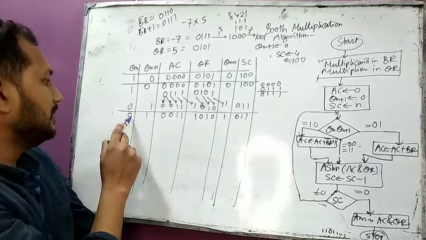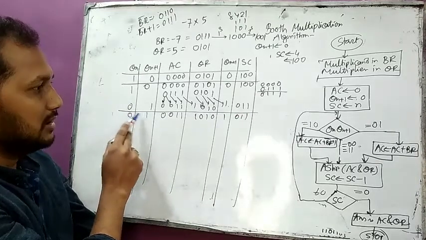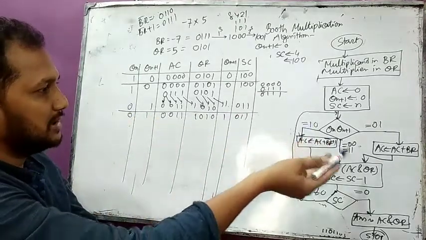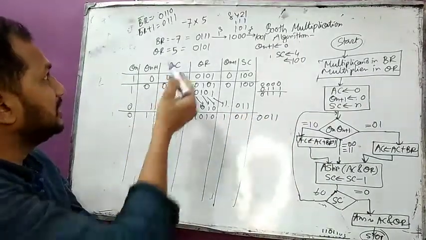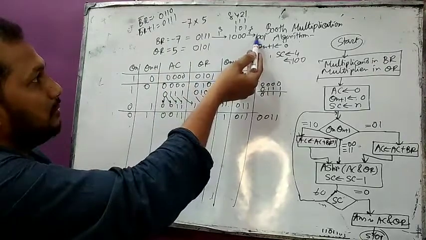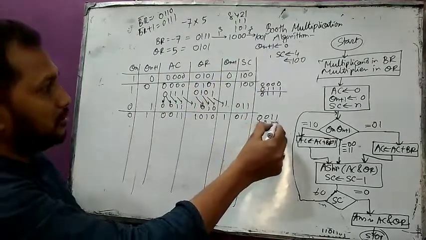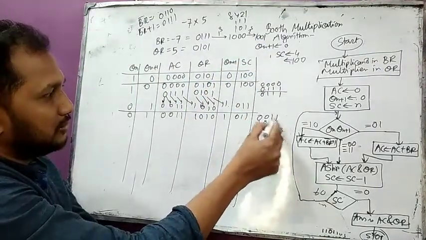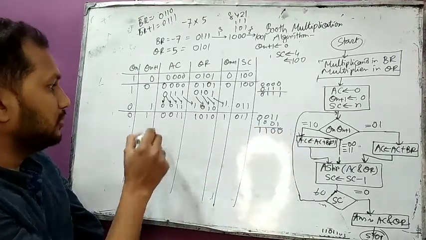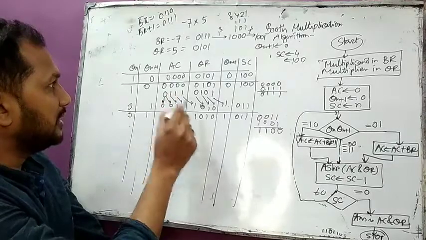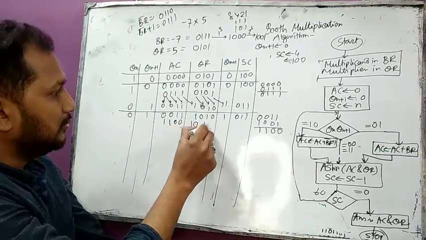Now we have to check again 0 1 for 0 1 0 1, AC plus BR bar, AC plus BR. For 0, AC is 0 0 1 1, BR is 1 0 0 1 1 0 0 1. Now AC plus BR means 0 1 1 0 1 1, that is 1 1 1 1 0 0 1 1 0 0, and QR is 1 0 1 0.